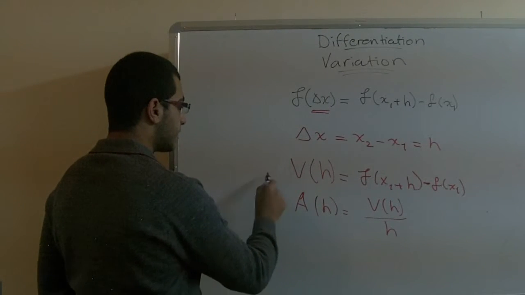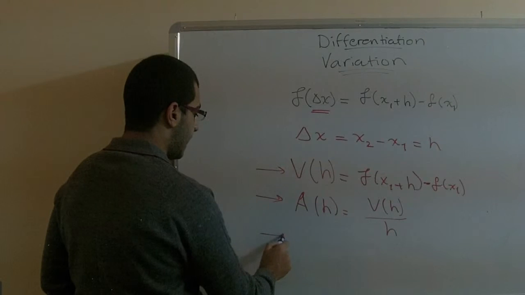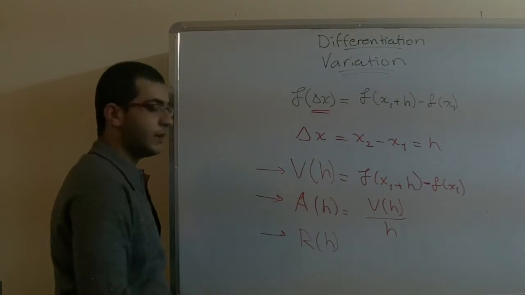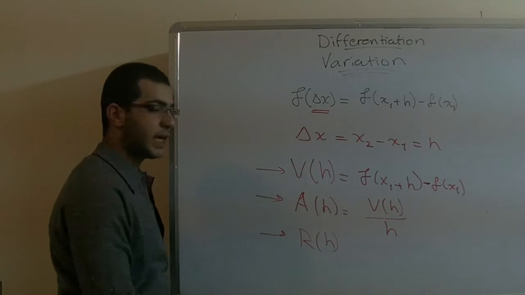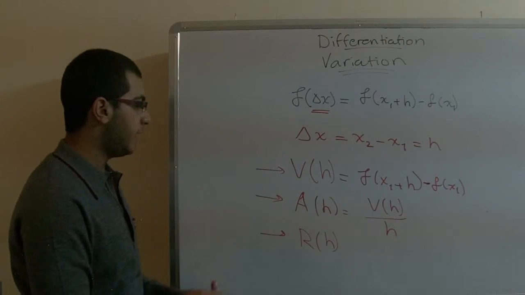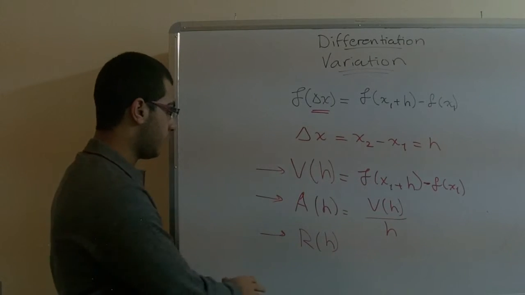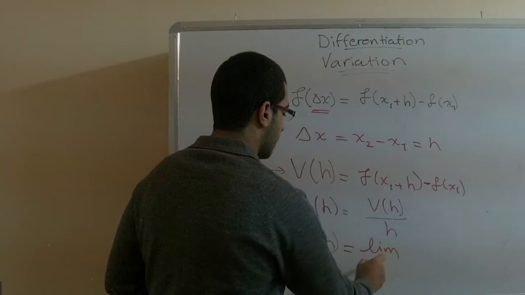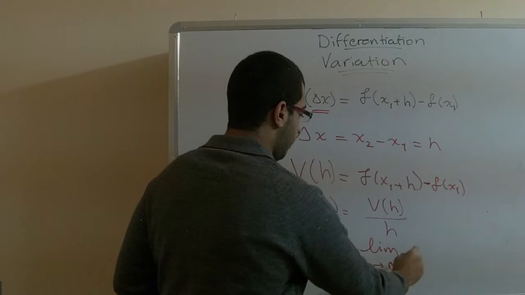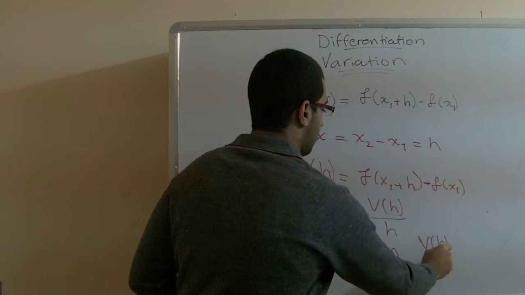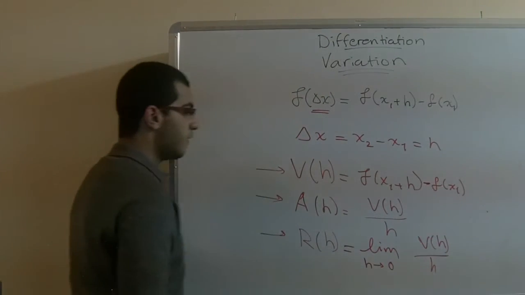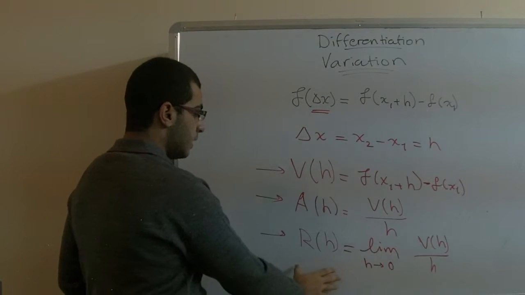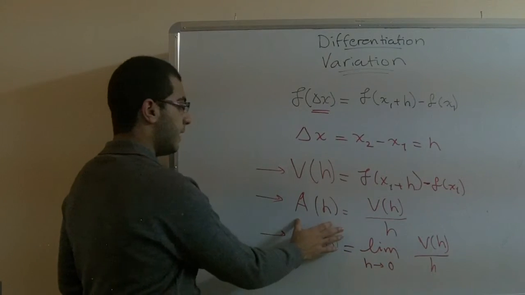And the last function is the rate of change, not the average rate, but the rate of change at a certain instant. It's called the instantaneous rate of change, but we refer to it as the rate of change only. It is the limit as h approaches 0 of V(h) over h. So every one of them includes the other: A(h) includes V(h) over h, and R(h) includes the limit of A(h).